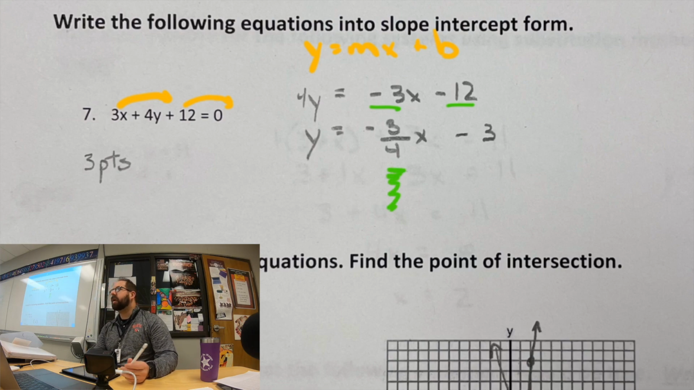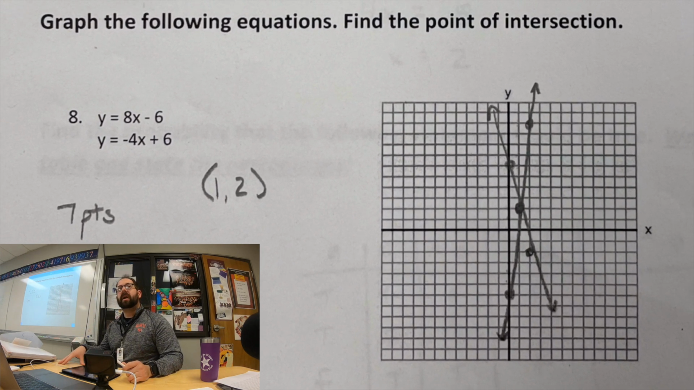The good thing is you didn't have to draw it, so you just had to rearrange. Some people didn't go far enough. You had to get the y by itself, no number in front of it. Okay, number 8. I was worried about this one. This is the one I was most worried about.